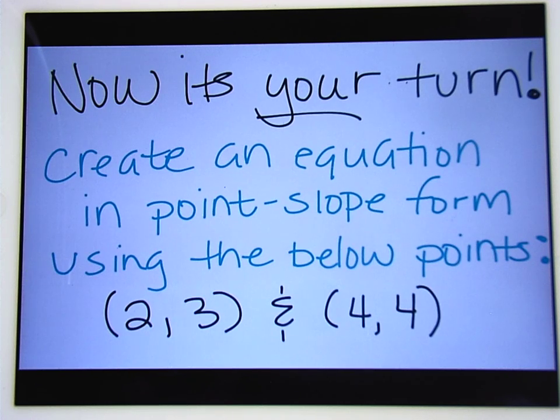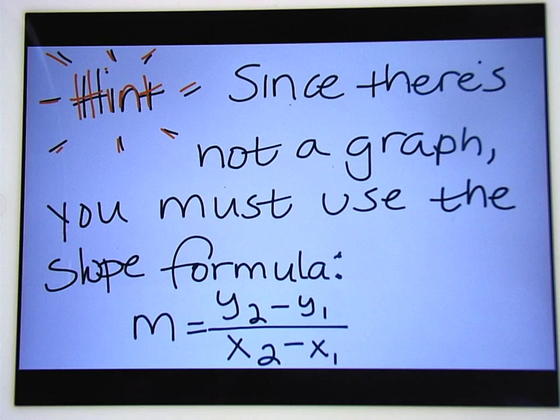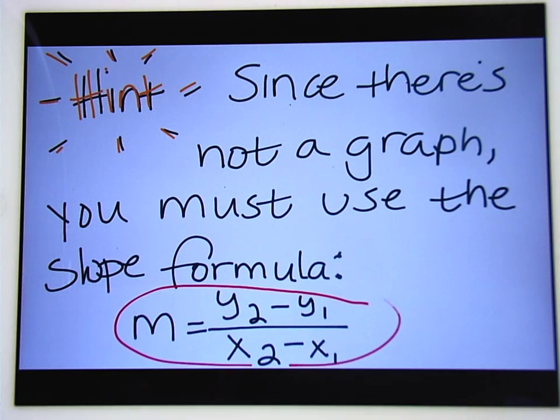Now it's your turn. Create an equation in point slope form using the below points. In this case, instead of receiving a graph, you have 2 points. Here's a hint for you. Since there's not a graph, you must use the slope formula. And here is our slope formula.